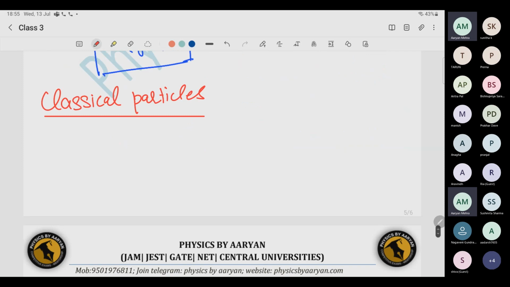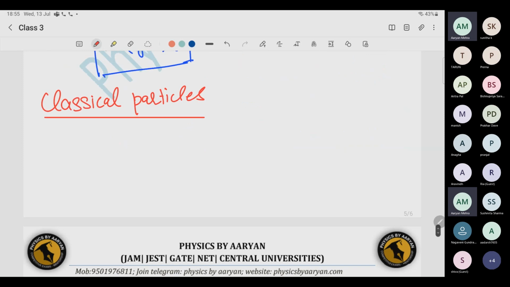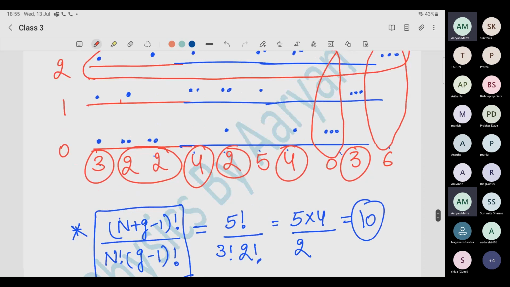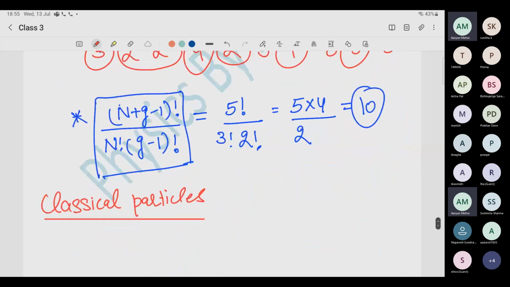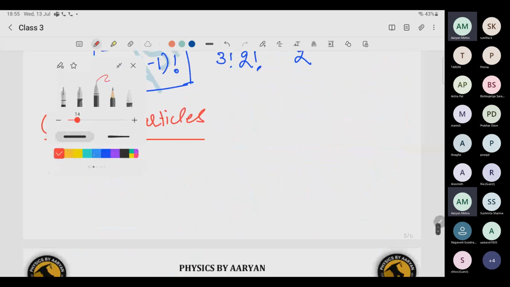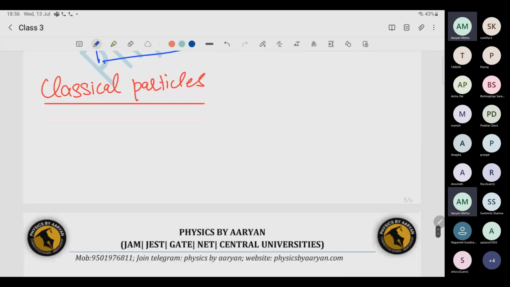Last, particles are classical particles. Classical particles are actually distinguishable. So you will see the number of ways increases. Okay, in case of bosons, here you see. I want to compare the classical case with bosons. Why? Because in bosons also you can occupy any number of particles in any number of states, and in classical particles also you can occupy. So what is actually the difference between them?